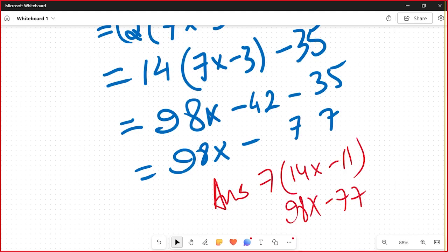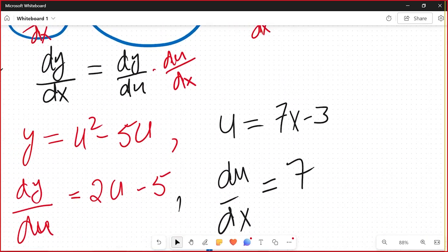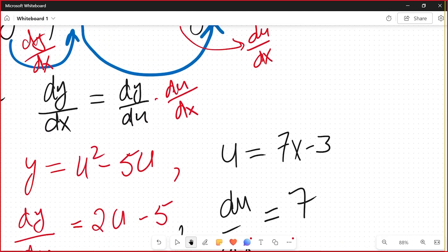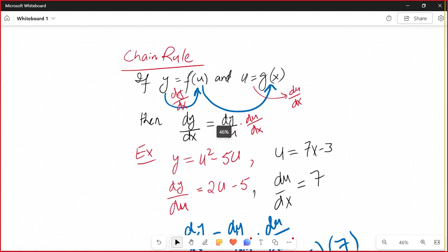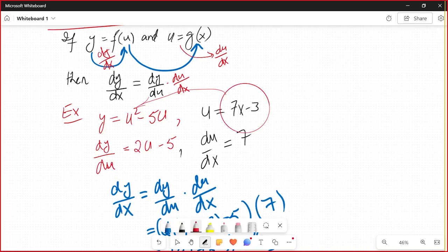Okay, and there is another way. It's a little tricky, but we can do that for this question also. What you can do is put this 7x minus 3 inside this equation, so that y becomes a function in x. That's another way. It's not the chain rule. So let me take another color and do it like that, and we would get the same answer.